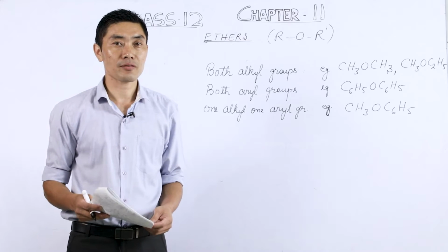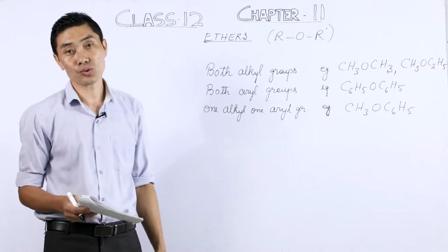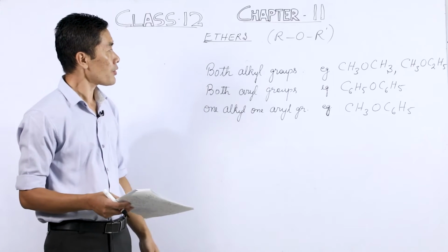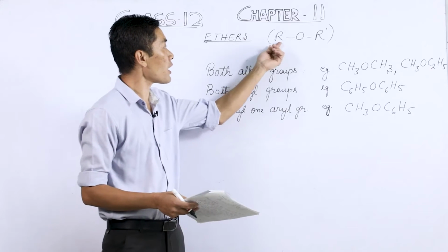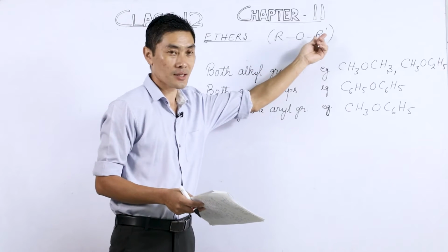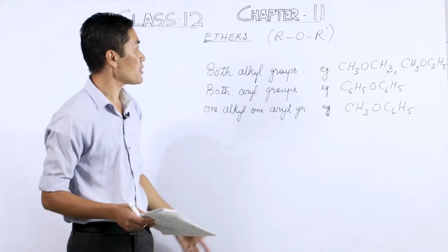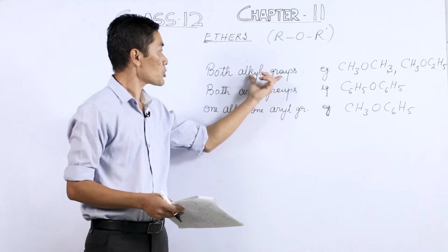I guess we have discussed enough about alcohols and phenols, so today let us discuss a little about these ethers. Now ethers are organic compounds that have the general formula ROR'. These two R's may be the same or they may be different. Both may be alkyl groups.